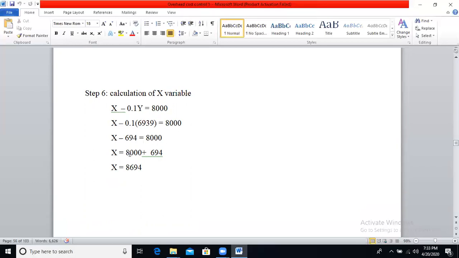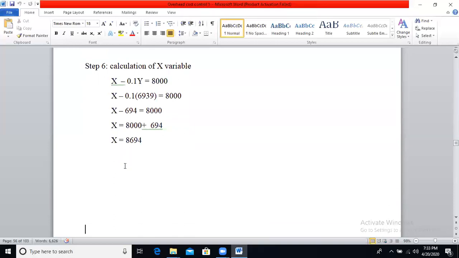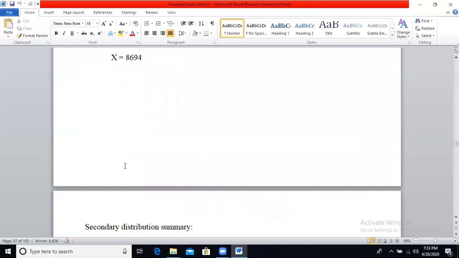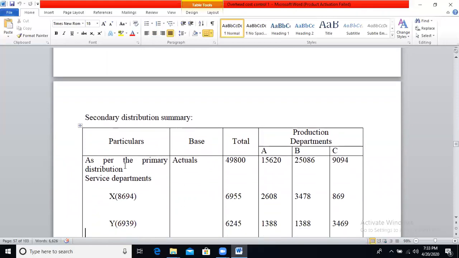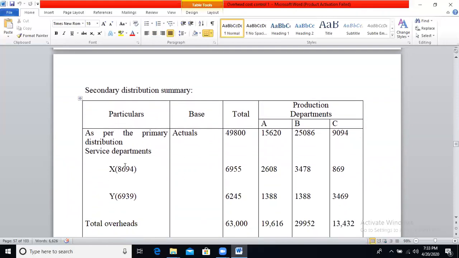So x is equal to 8000. If this comes on the right-hand side, minus 694 will be plus 694. So the value of x is equal to 8694. Now we got the value of x and y as per the simultaneous equation method. Now this should be reapportioned to only the production departments on the basis of x percentages and y percentages.